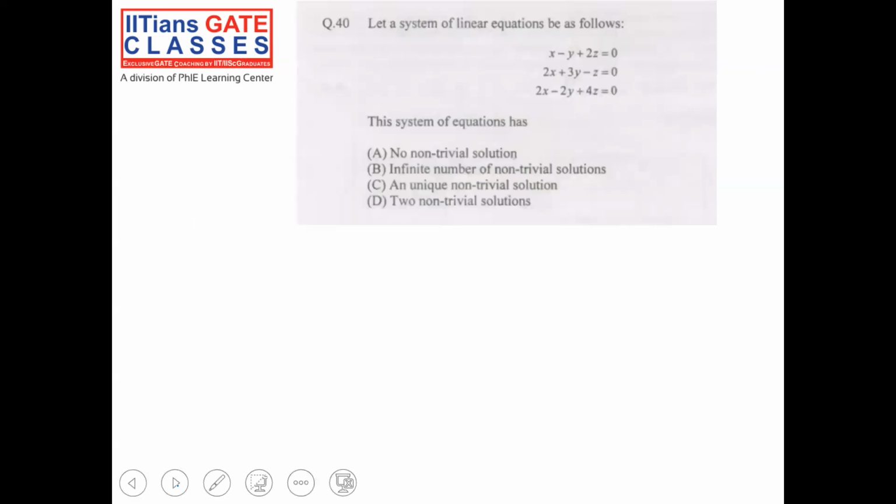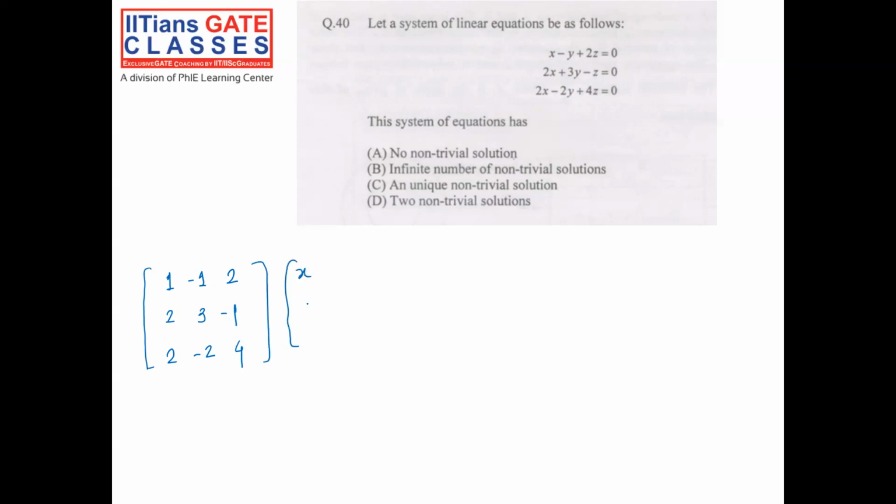Coming towards the next question. Let a system of linear equations be as follows. So let's try to write it down in the matrix form. 1, minus 1, 2, 2, 3, minus 1, 2, minus 2, and 4. So this is the coefficient matrix, and x, y, and z equal to 0, 0, and 0.